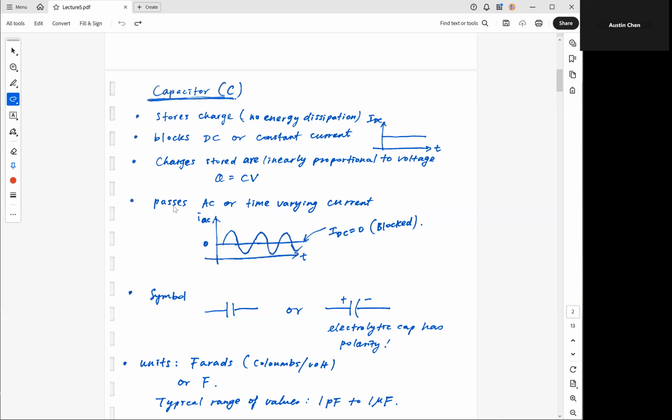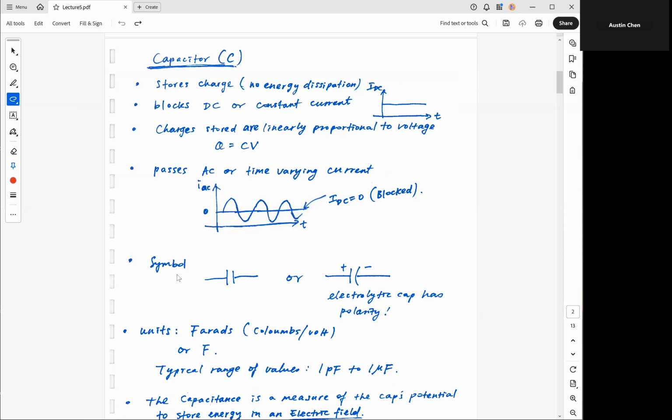A capacitor can also pass AC, alternating current, or time varying current. So both of these will be illustrated later. So it's a quick overview here. So I have a time varying sinusoid, which denotes my AC current. And along with that, I have a DC current, which is denoted by IDC. And as we know from before, this IDC is nothing but a constant.